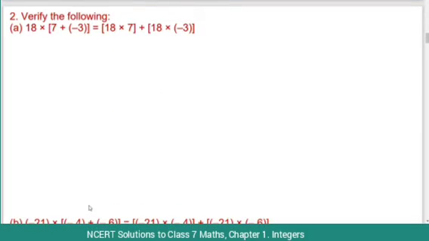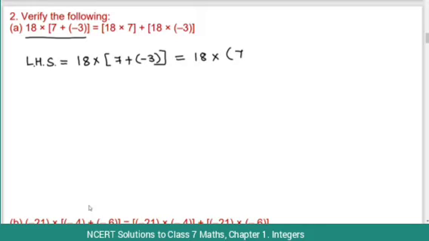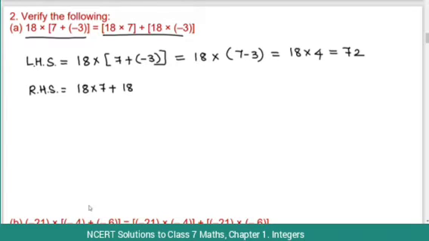Second question. Verify the following. A, it is given like this. So this is the left hand side. First we will solve the left hand side value. 18 into, in bracket, 7 plus of minus 3 is equal to 18 into 7 minus 3. That is 18 into 4, which is equal to 72. Now the RHS value, 18 into 7 plus 18 into minus 3, which is equal to 18 7s are 126.